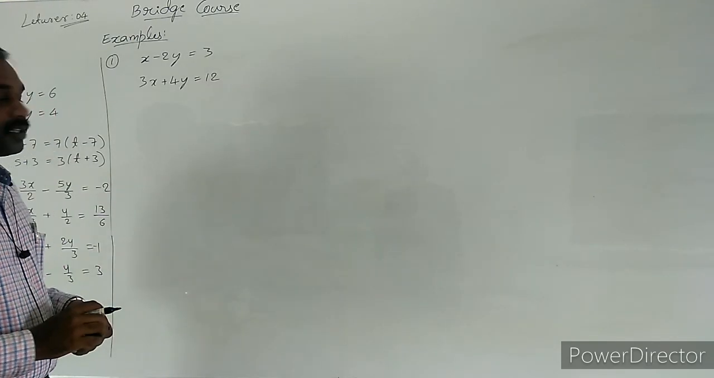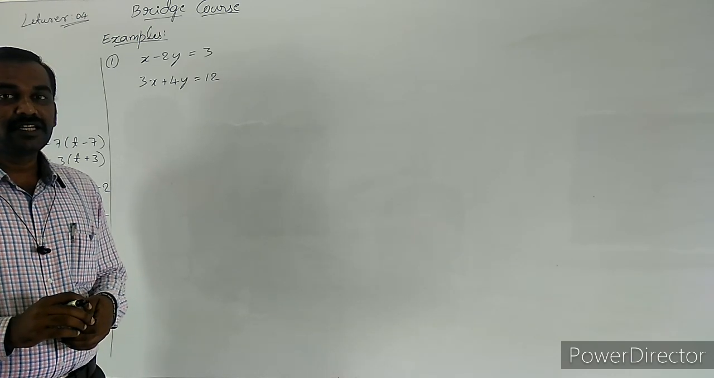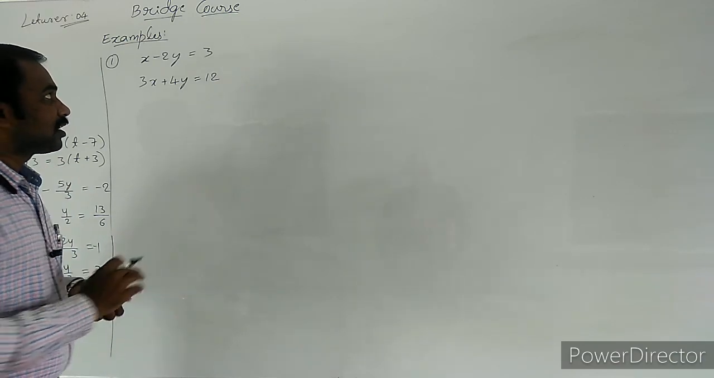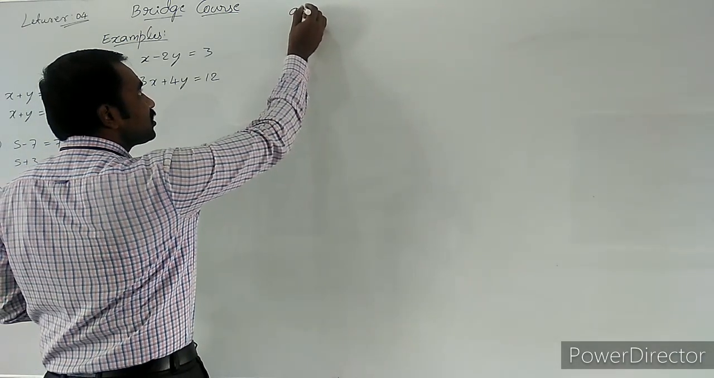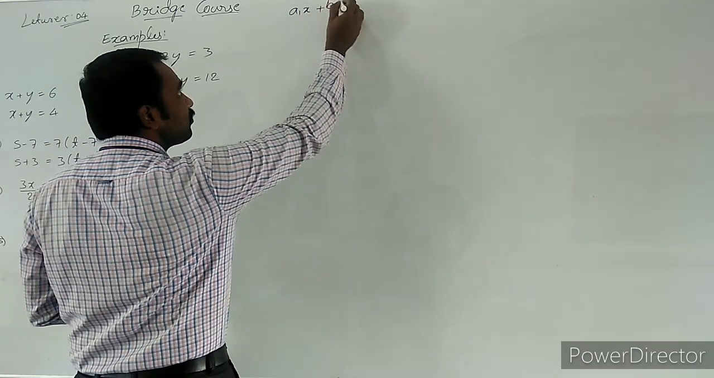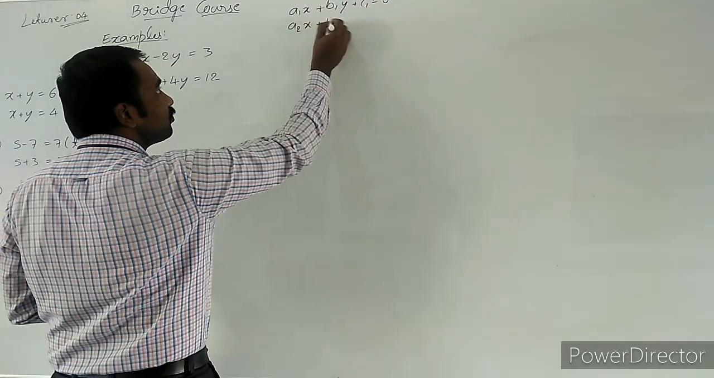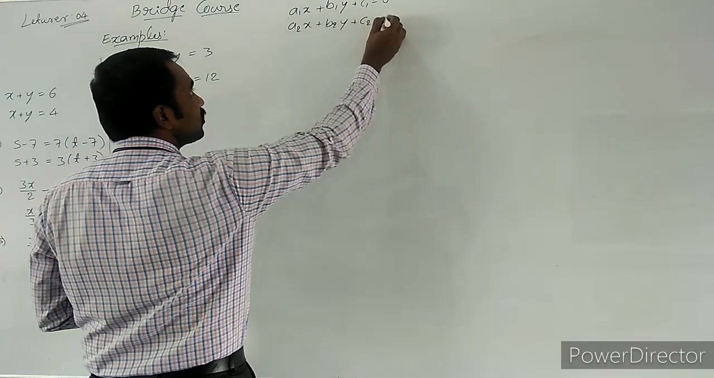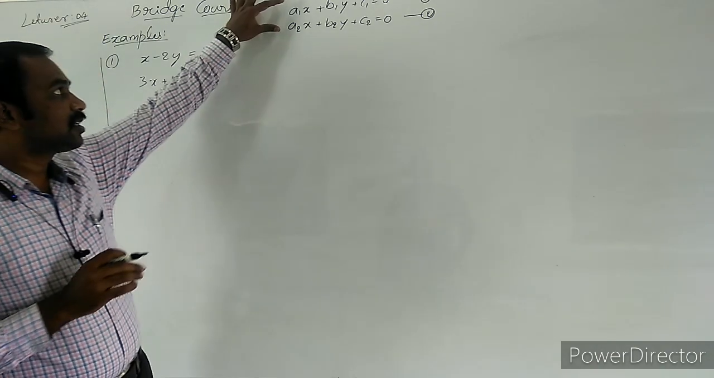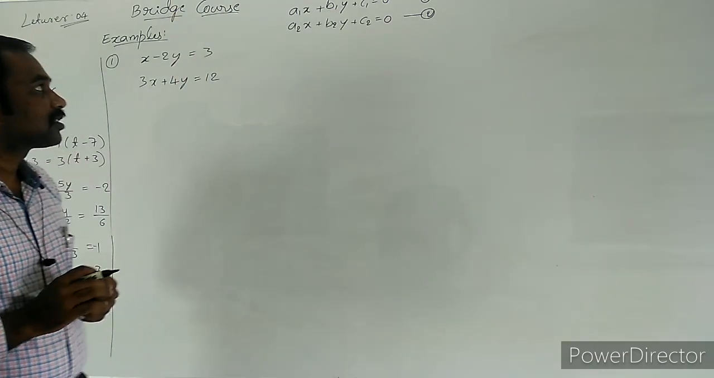Hi students, in the previous video we came to know what simultaneous linear equations in two variables are. The general form of simultaneous linear equations involving two variables is a1x plus b1y plus c1 is equal to 0, a2x plus b2y plus c2 is equal to 0, equation number 1 and equation number 2. These are said to be simultaneous linear equations involving two variables.